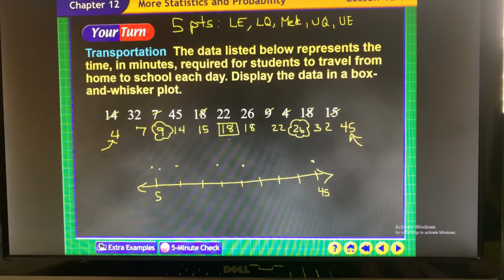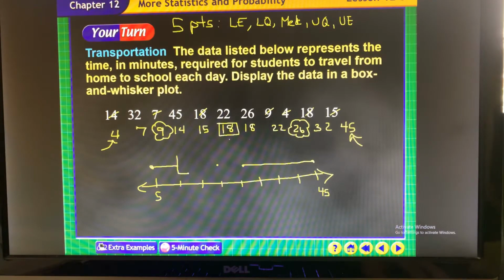Okay? So, first thing you want to do is make your box. Remember, these are your whiskers. Actually, let's make our whiskers first. Your whiskers go 1 out. So from 45 to 26, right here. That's a long whisker. And then here's your box. It goes from the lower quartile to the upper quartile. So from 9 to 26, like that. And then here's your median right there.